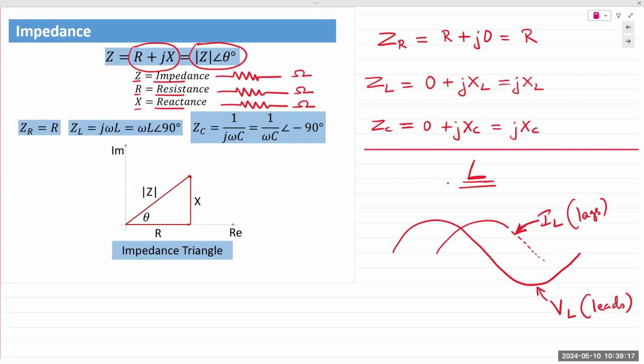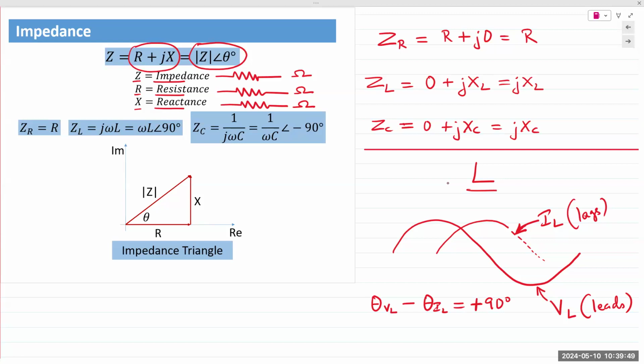Inductor. This is just the inductor. And then we look at the capacitor also, so keep this in mind. This is going to give you theta VL minus theta IL, and the phase is always going to be plus 90. Always plus 90.